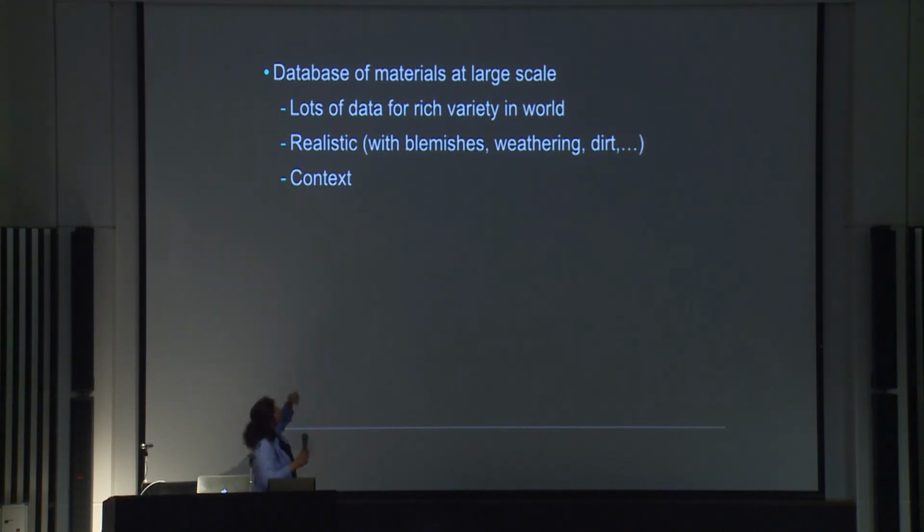So this is what we need. This is our wish list. So lots of data for rich variety. Realism. So computer graphics still struggles with getting blemishes and weathering and dirt and all of that stuff, but the real world is blemished and dirty and weathered. So we wanted to capture from the real world, not just go and try to simulate a large set of examples. And the other thing we wanted is the context in which these materials appear, because typically context has been shown to help in driving better recognition, et cetera. So that was our wish list.